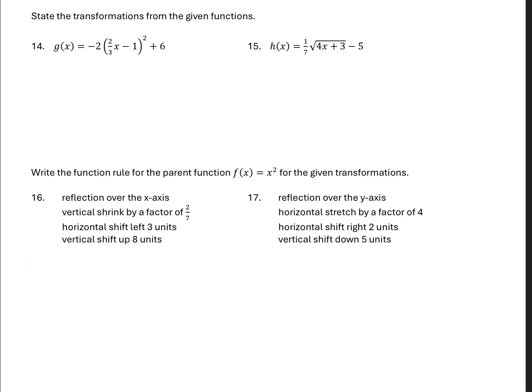For 14 and 15, you're told to state the transformations from each of the given function rules. For 14, you're given g of x is equal to -2 times (2/3 x minus 1) squared plus 6. We're going to start with the negative that's out front of that 2. That negative reflects vertically, so it goes over your x-axis. So you're going to say that there's a reflection over the x-axis.